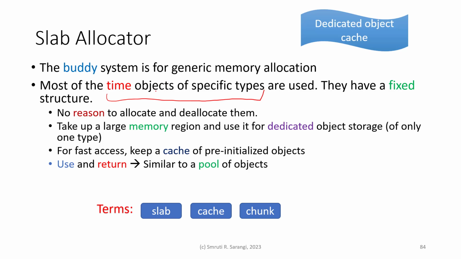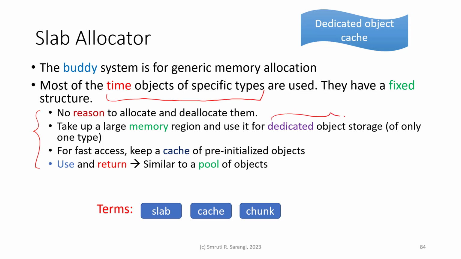In this case, we need to make several observations. The first observation is that there is no reason to allocate and deallocate a frequently used object like a task struct or an mm struct, or one of those file structures that we shall see. The reason being that, once we are done with them, we could of course reset some fields, but we need not deallocate them and remove them from memory because we'll be using them frequently.